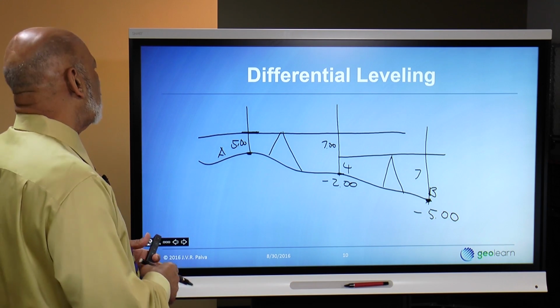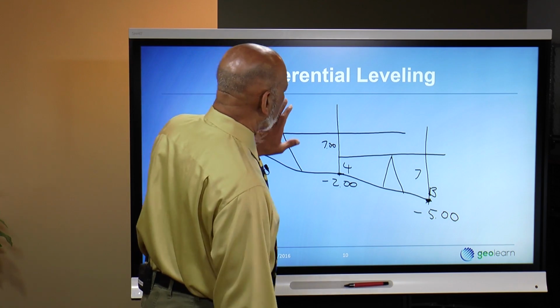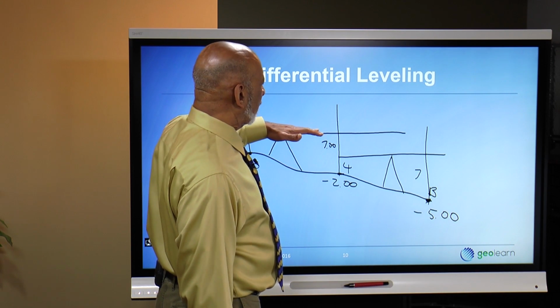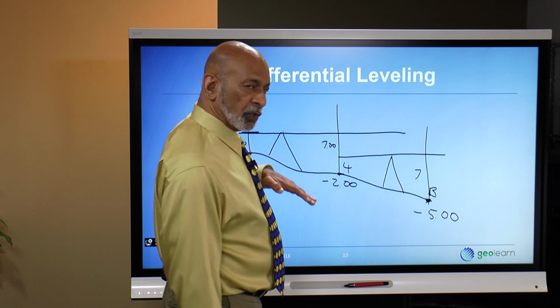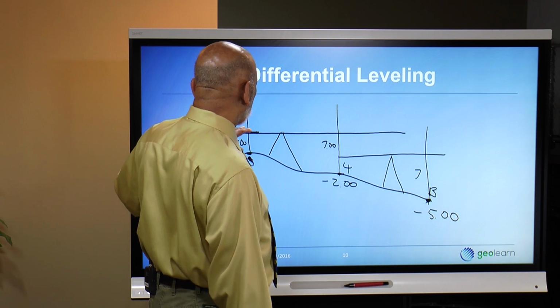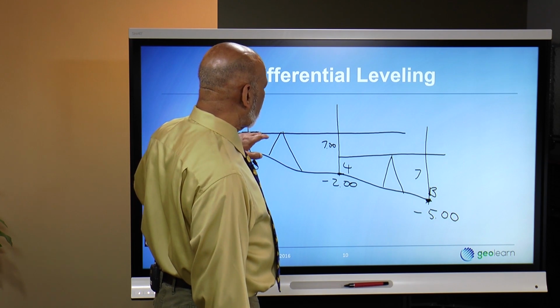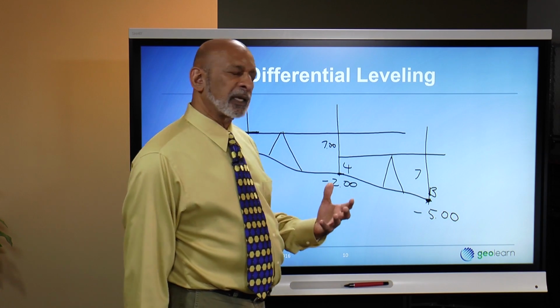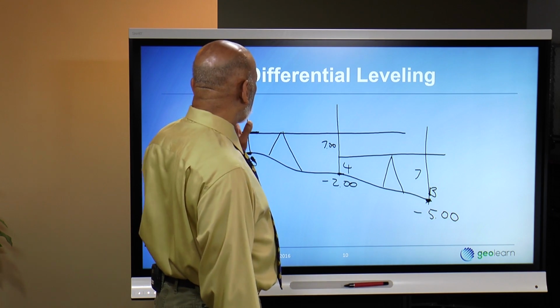And so the skills here are in setting up a stable instrument platform, being able to get the line of sight correctly horizontal, being able to read the crosshair, being able to read the rod. The rod graduations don't look like a yardstick, they're a little bit different.